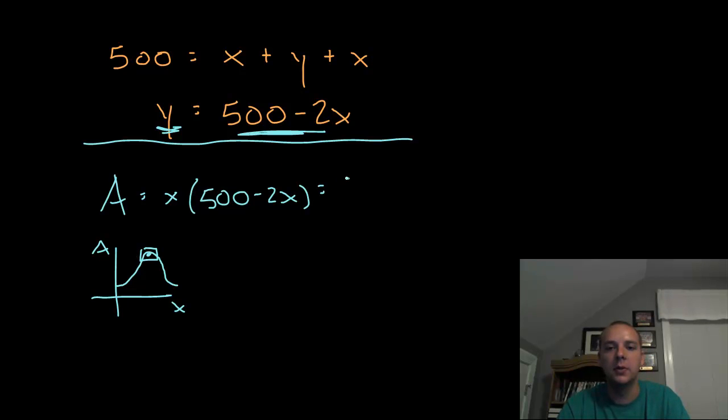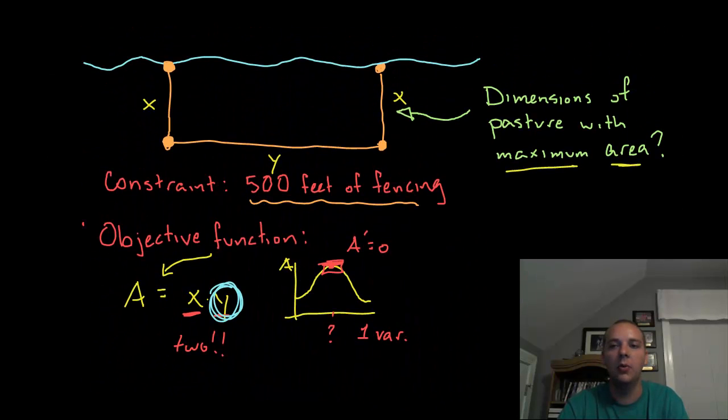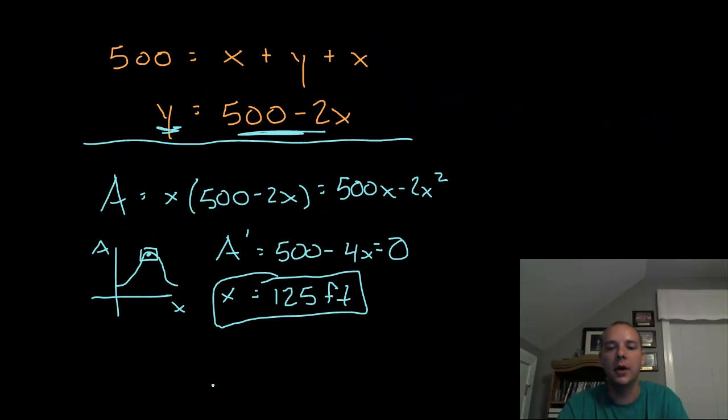So first things first, let me rewrite it. A equals 500x minus 2x squared. Then I'll take a derivative to find the critical point. 500 minus 4x. We'll set this equal to 0. And that would be equal to 0 when x is 500 over 4, or 250 over 2, or 125 feet. Now that's just the x coordinate, and the x coordinate only, for the dimension of maximum area. We also have to go back and find the y.